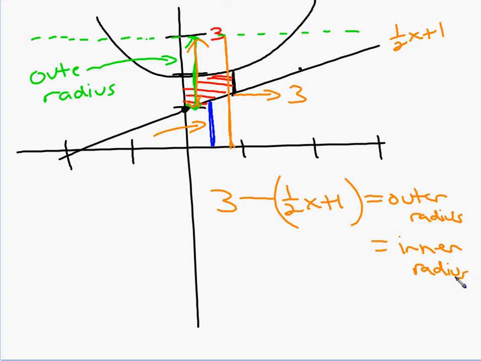If I want to find the inner radius, then don't I have to take 3 and subtract this, the pink? So you're going to have to subtract the other function, the x squared plus 2 function.